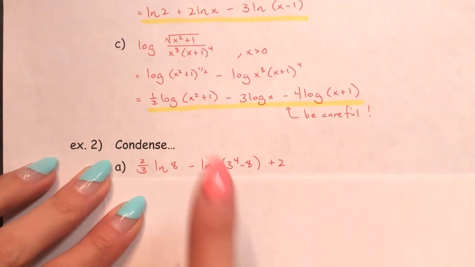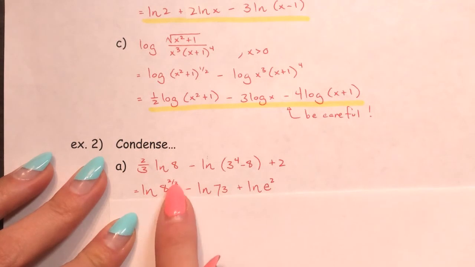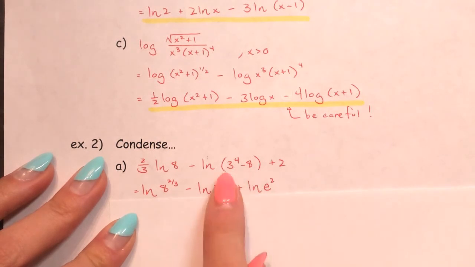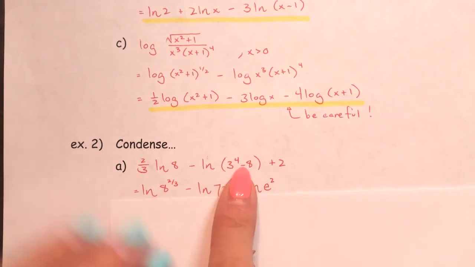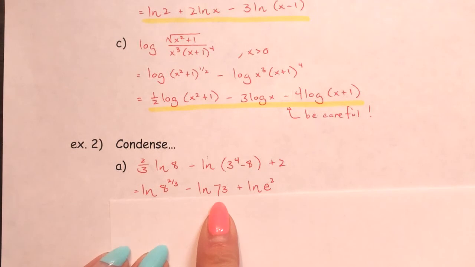Okay, so the first thing I might do here is I might make that up to a power and then just kind of clean that up a little bit. 3 to the 4th power is, I don't know, 81, and then minus 8 is 73, okay?